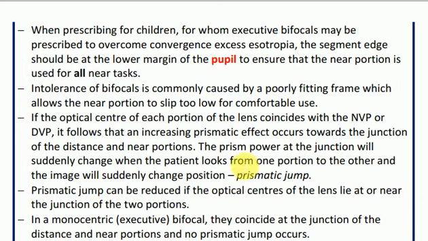Prismatic jump occurs when the patient looks from one portion to the other, so the prism power at the junction suddenly changes and the image suddenly changes position. That's why prismatic jump occurs. Prismatic jump can be reduced if the optical centers of the lens lie at or near the junction of the two portions.